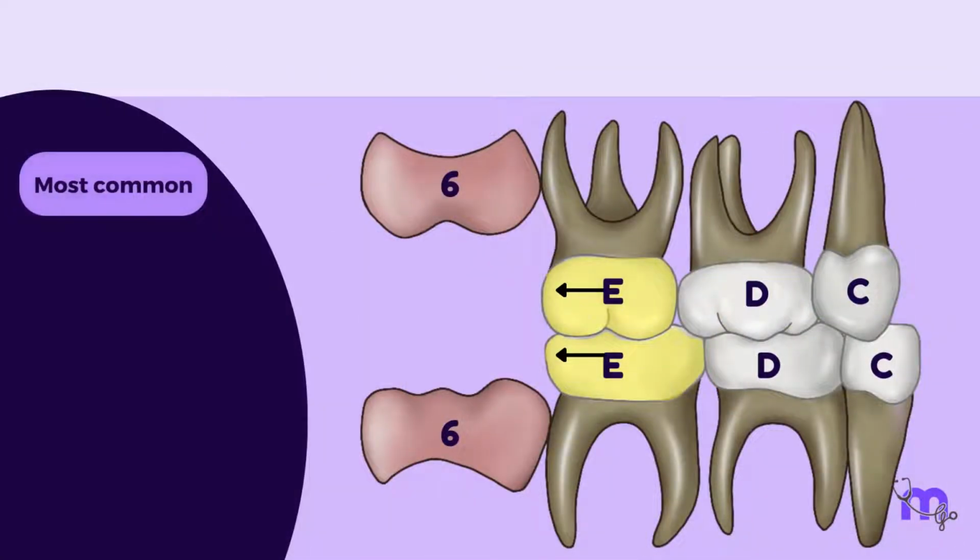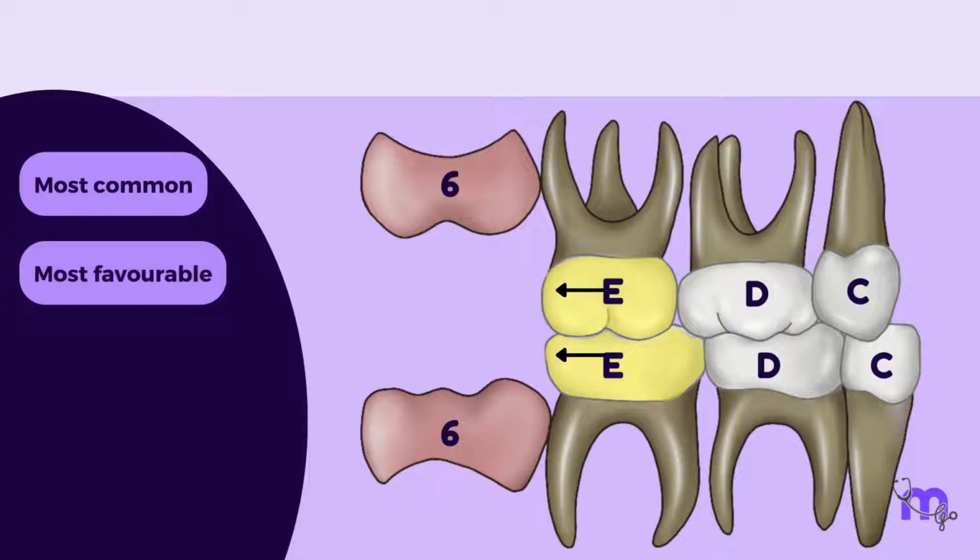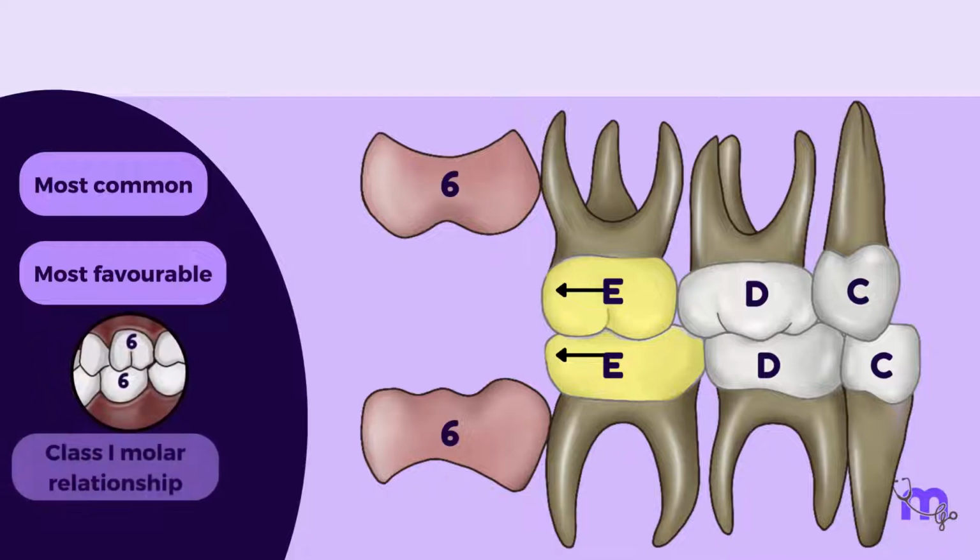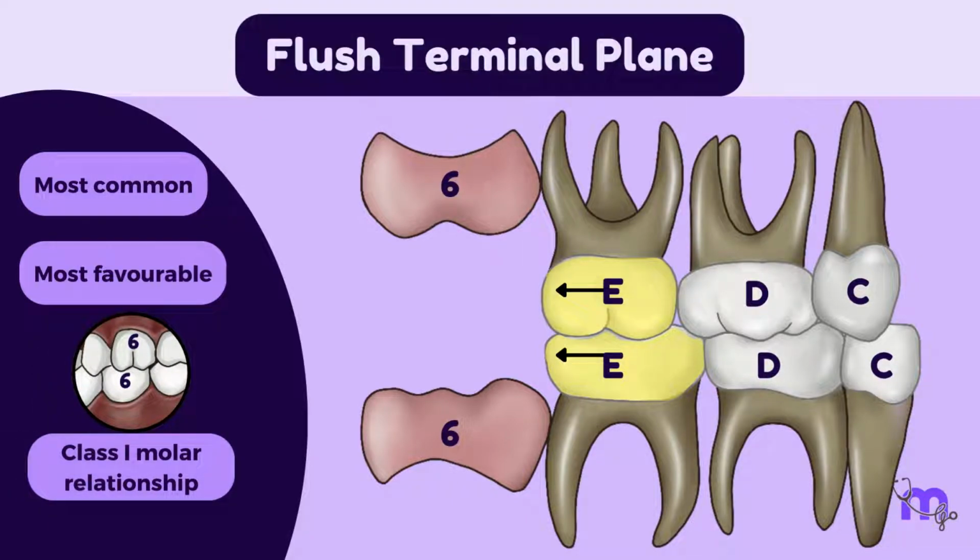The most commonly seen and most favorable relationship to guide the permanent molars into class 1 relationship is the flush terminal plane. In this plane, the distal surfaces of the upper and lower teeth are situated on the same vertical plane.